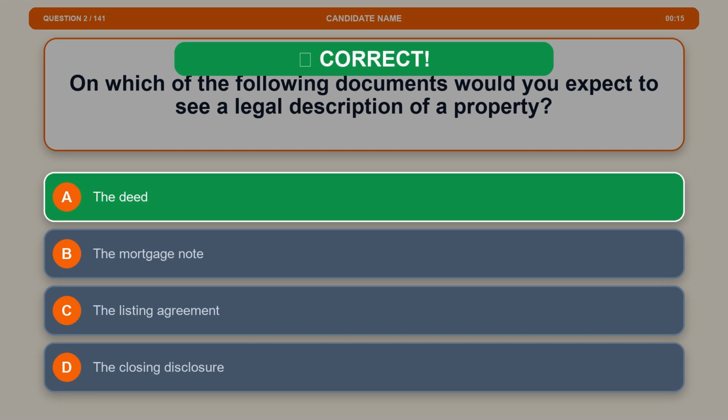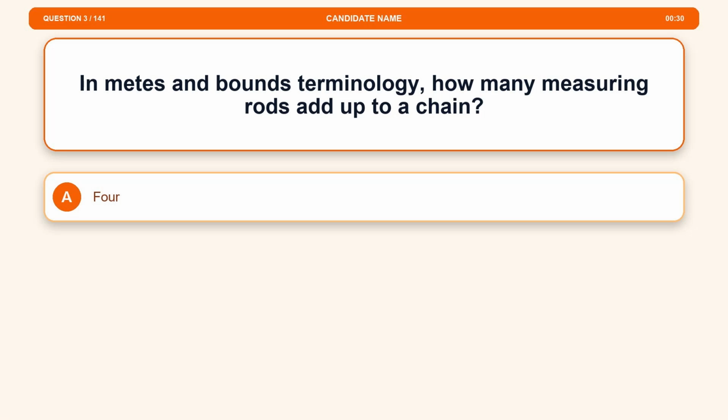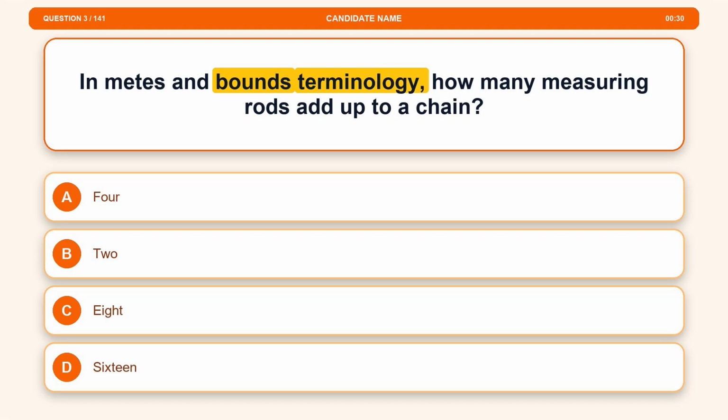The correct answer is option A. The deed. Question 3. In metes and bounds terminology, how many measuring rods add up to a chain? Option A. 4. Option B. 2. Option C. 8. Option D. 16.